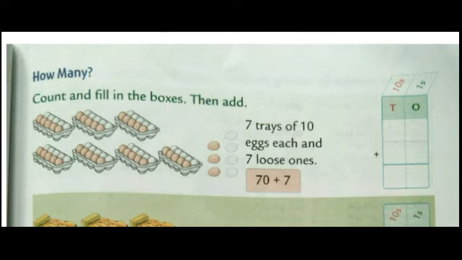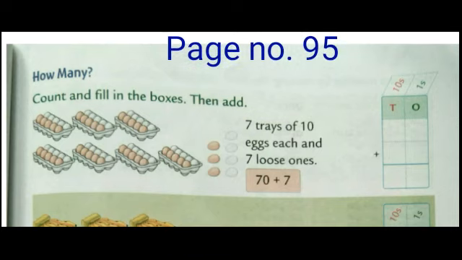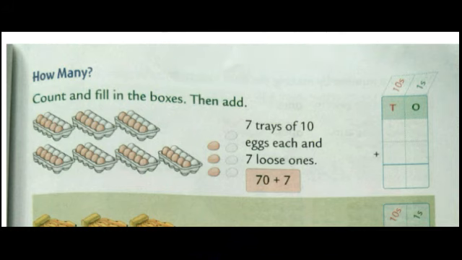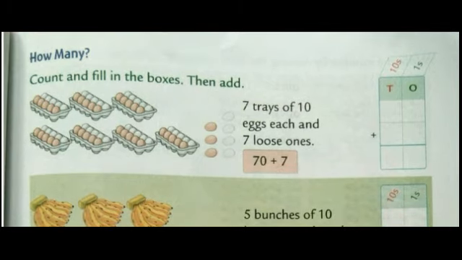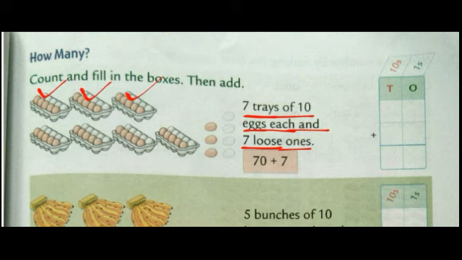So, scholars, we will continue from page number 95. How many? Count and fill in the boxes, then add. Okay, so can you see the pictures given here? 7 trays of 10 eggs each and 7 loose ones. So we can see here 7 trays of eggs are kept here. 1, 2, 3, 4, 5, 6, 7. And each tray has 10 eggs.